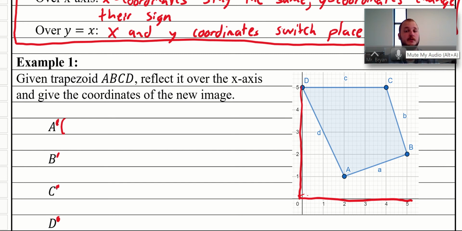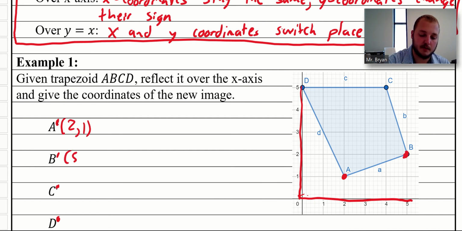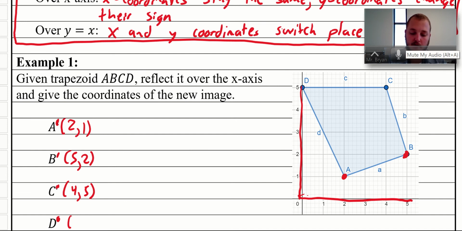Okay, but I'm going to start here with just A, and what I'm going to do is just write down the original coordinates because we need to make sure we have those. So first here, if I look at A, remember x coordinate goes first, left and right first, and then up and down. So this is 2, comma 1. Okay, point B is at 5, comma 2. Point C is at 4, comma 5. And then point D here at the very end is 0, comma 5.